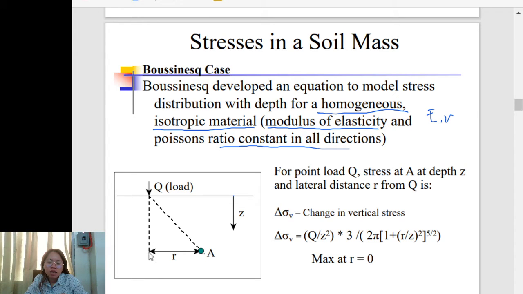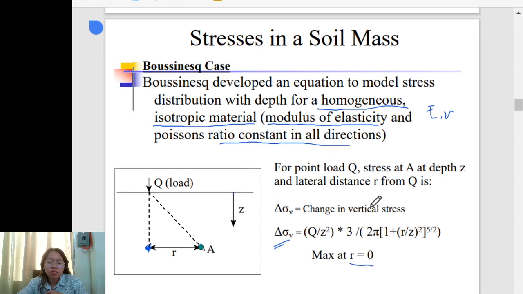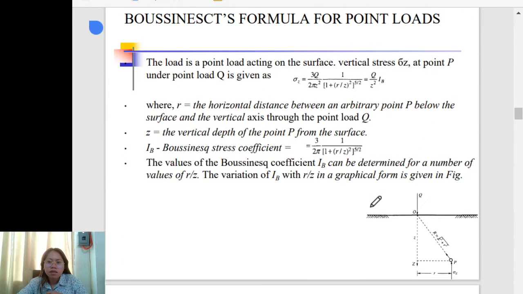R over Z. R is the radius. So from the point load, you go to a certain distance to another point. That is the radius, meaning this is the radius R over Z, the depth, squared, to the power of 5 over 2. So the maximum value of the vertical stress is when R is at 0, or at this point directly below the point load. Now the load is a point load acting on the surface.